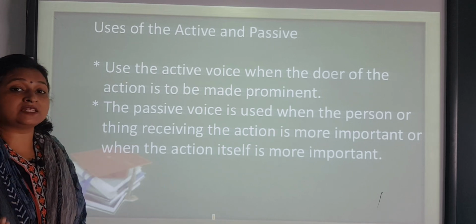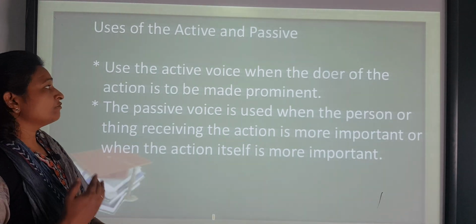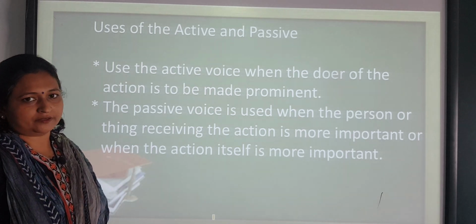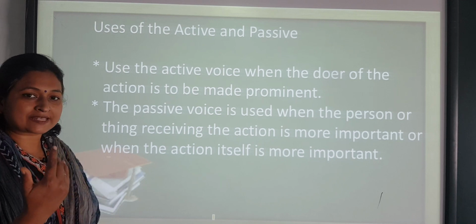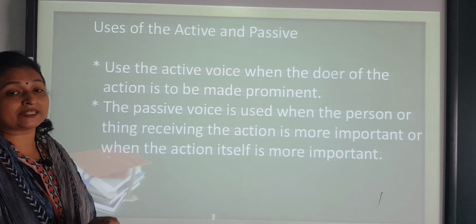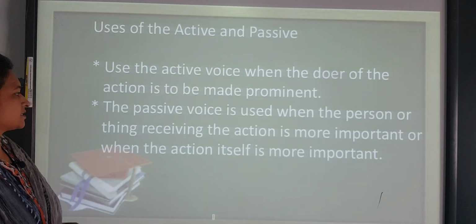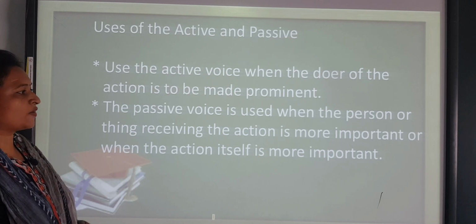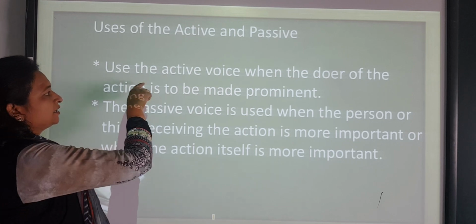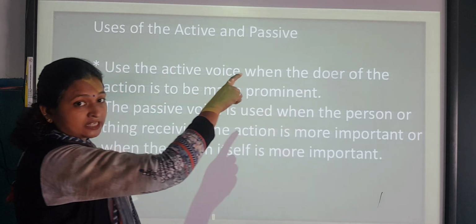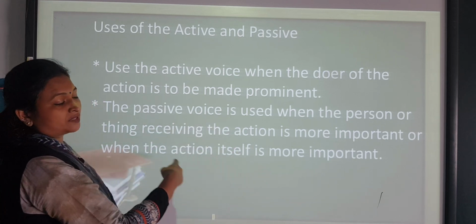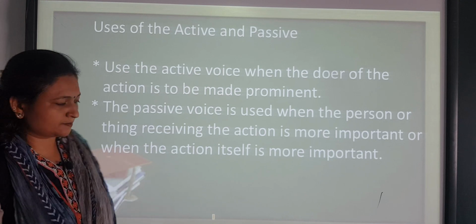Now uses of these active and passive voice. We use the active voice when the doer of the action is to be made prominent. Okay, जिसने वो sentence में action किया है, when we have to stress on that person, we will be using this. The passive voice is used when the person or thing receiving the action is more important. Okay, in active, the doer is more important, and in passive, we use when the receiving end person is more important.